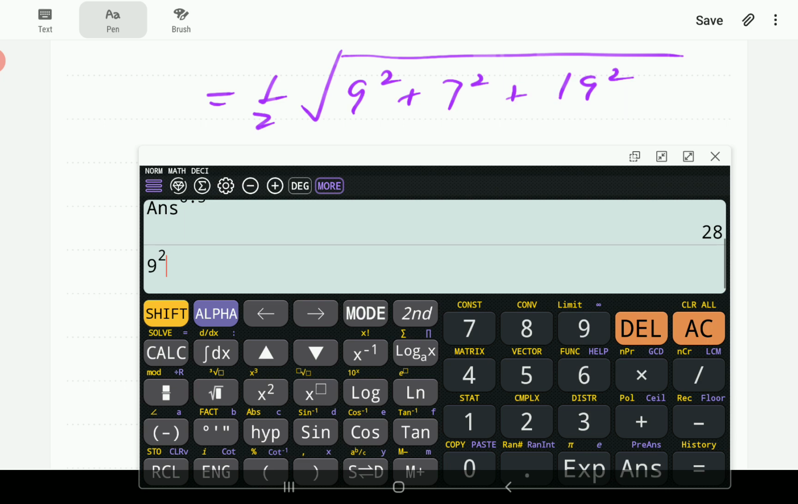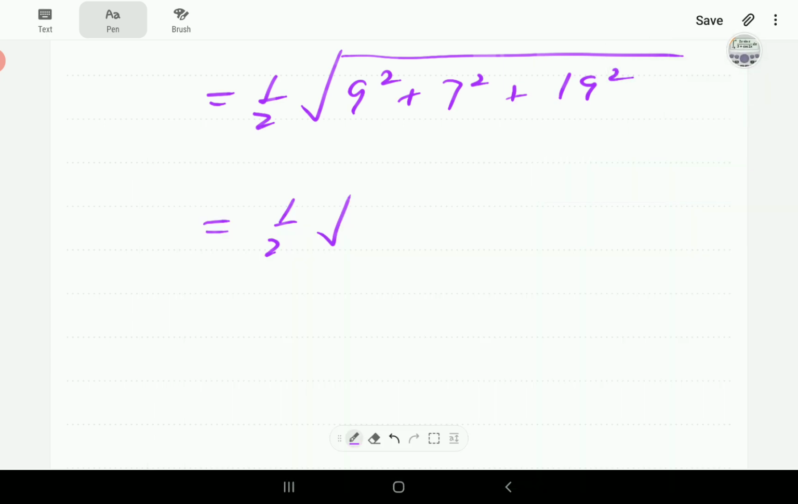9 squared, 7 squared, 19 squared. 19, not 16. That's 491. So it's going to be 1/2 square root of 491.